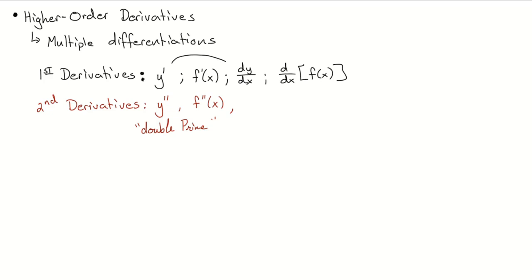Okay, if we want the second derivative here, it is d squared y over dx squared. Second derivative, notice the 2 here. Or we could do d squared dx squared of f of x, just like we had seen the other ones.